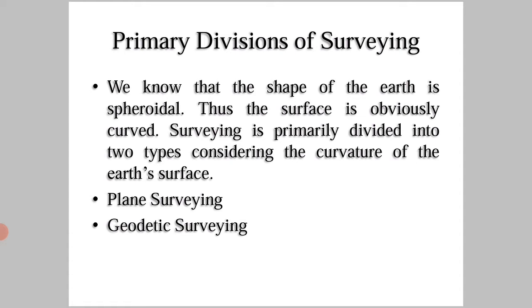Then second point is the primary divisions of surveying. See the first point. We know that the shape of the earth is spheroidal. Thus, the surface is obviously curved. Surveying is primarily divided into two types considering the curvature of the earth's surface. First primary division of surveying is plane surveying, and second is geodetic surveying, right?